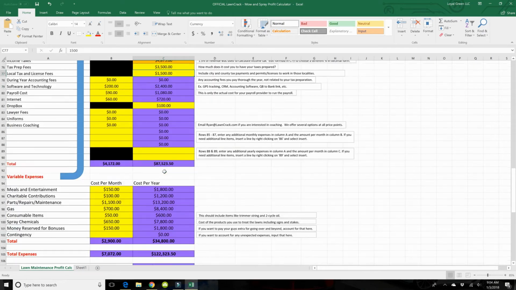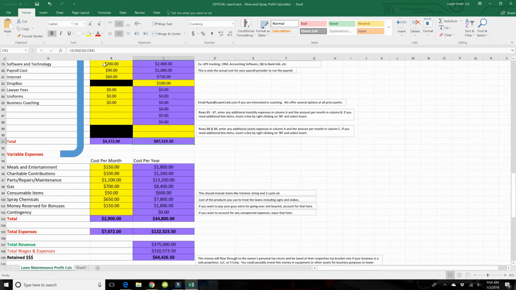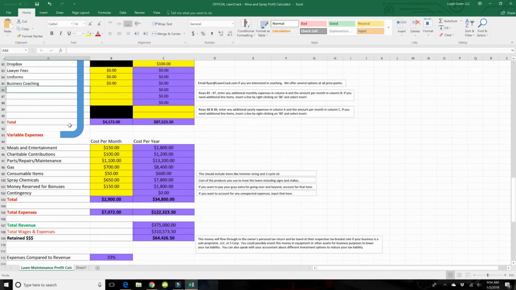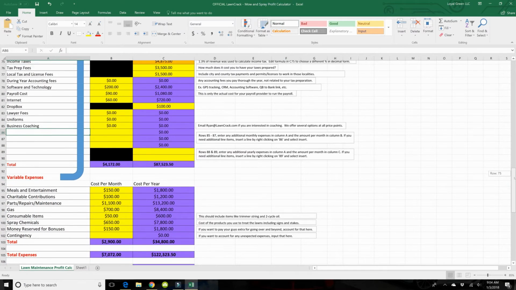So total in the overhead expense is $87,000, and I know some of these are not technically overhead, but they're still accounted for as expenses, so it's all good. If you want to add in your own categories, here are some spots to do that if you have costs that I don't have. Okay, trying to keep the bottom part hidden here.